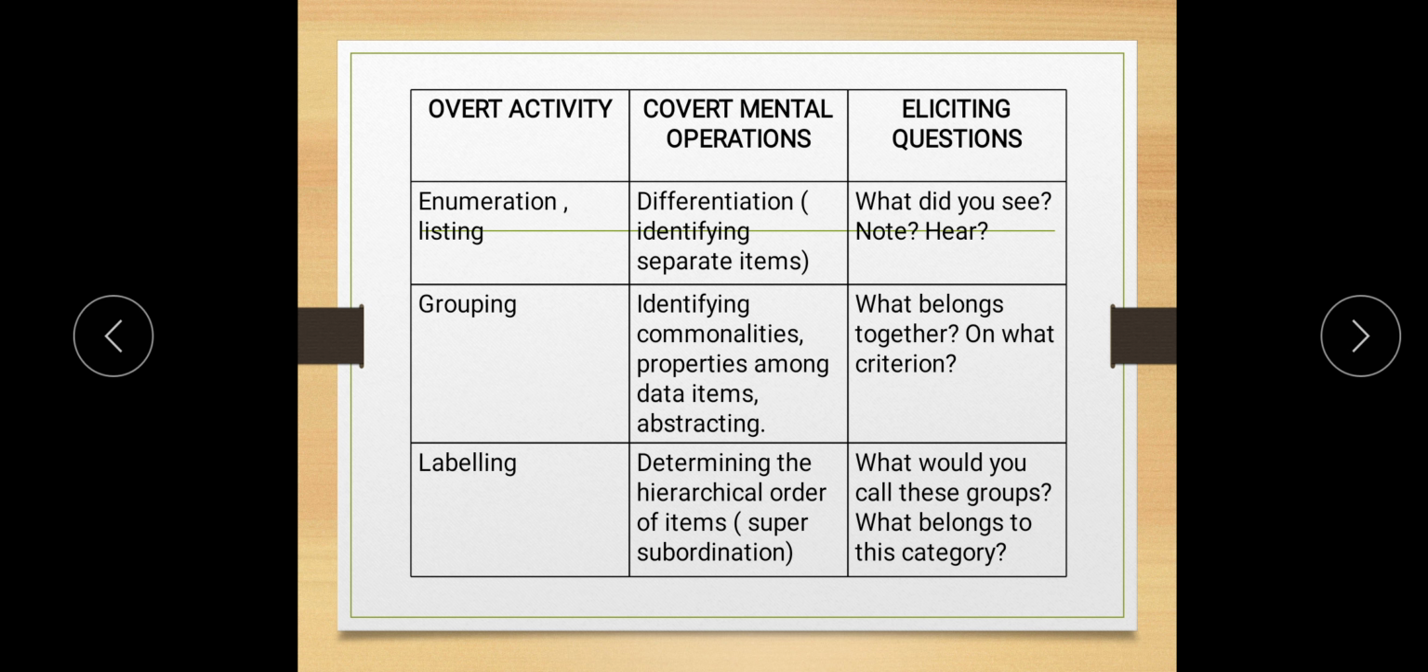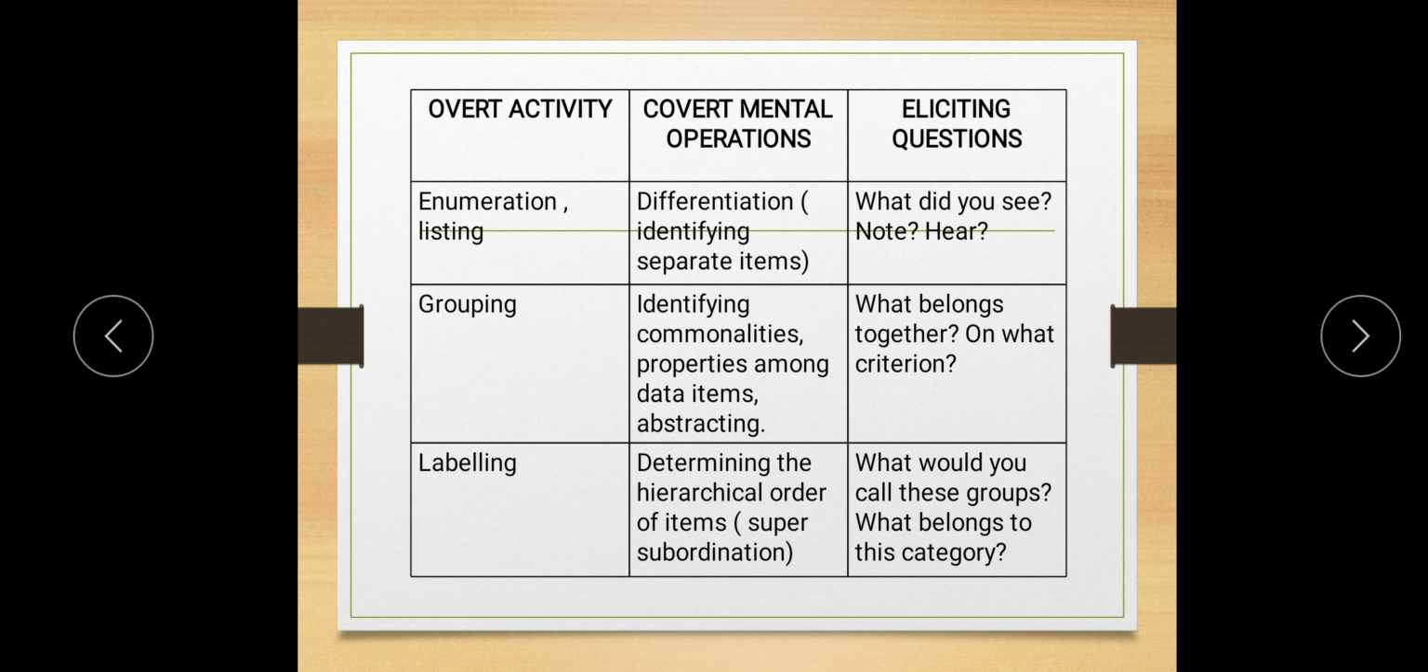So in order to do grouping, it is very important that they know the properties that belong to that particular animal, or whatever information they possess about that particular animal. Now labeling, that's the third part of the first phase. That is labeling, that is determining the hierarchical order of items, super subordination.